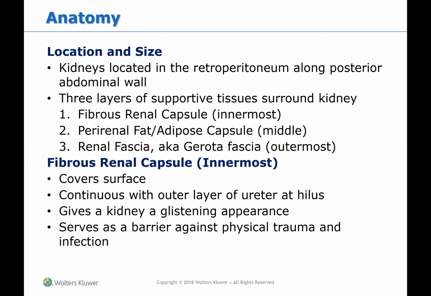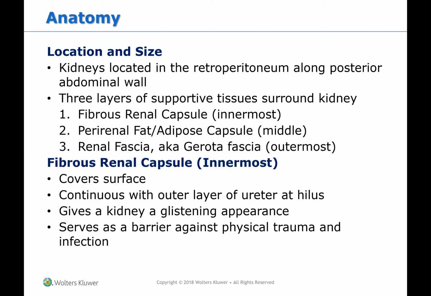One big thing that you need to know is that the kidneys are located in the retroperitoneum along the posterior abdominal wall. There's 3 layers of supportive tissues surrounding the kidney: the fibrous renal capsule, which is the innermost, then you have an adipose capsule and the renal fascia, which is the outermost. The renal capsule covers the surface continuous with the outer layer of the ureter at the hilus and gives the kidney a glistening appearance. It serves as a barrier against physical trauma and infection.